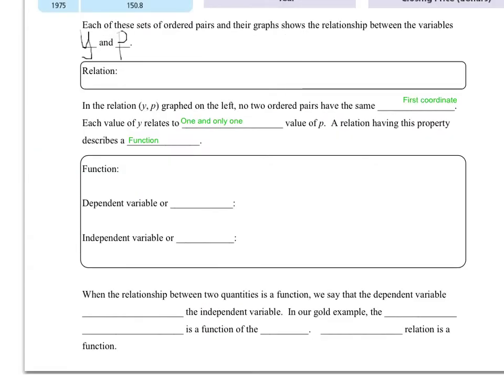So let's give a little better definition of a function. If you look in this box here, a function is a relation where no two ordered pairs have the same first component. And the dependent variable, that second component, is depending on the first component. So your dependent variable is your second component or your output, and your independent variable or your first component is the input. In the example with the Y and the P, we need to know the year to get the price, so Y is the input.